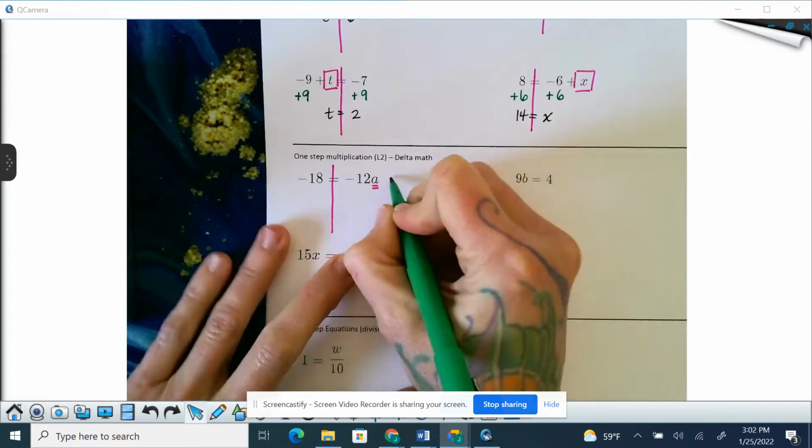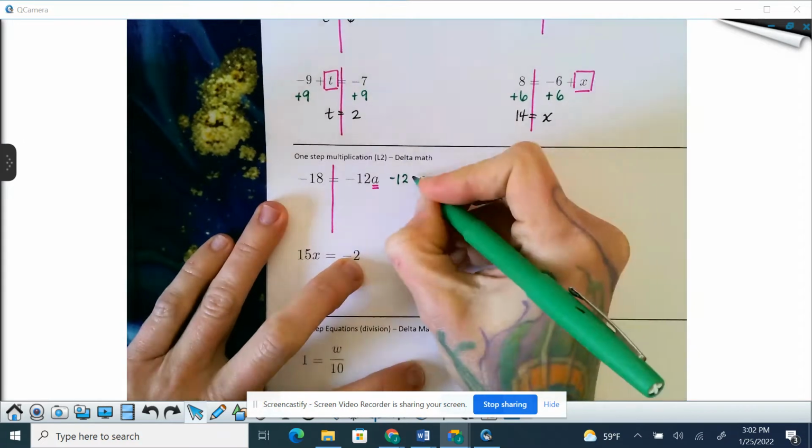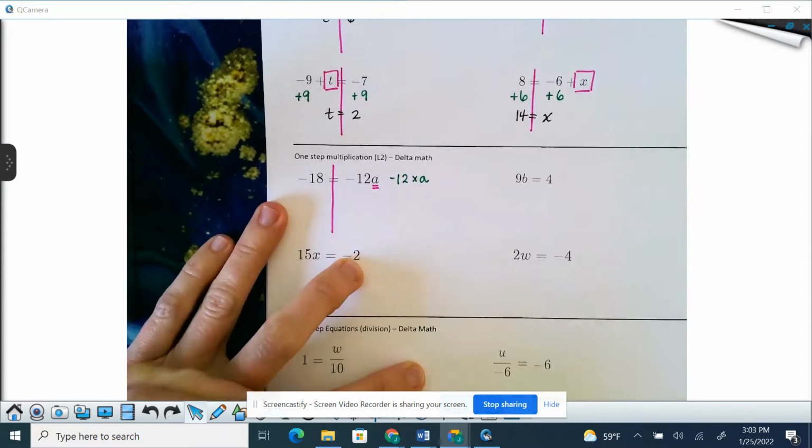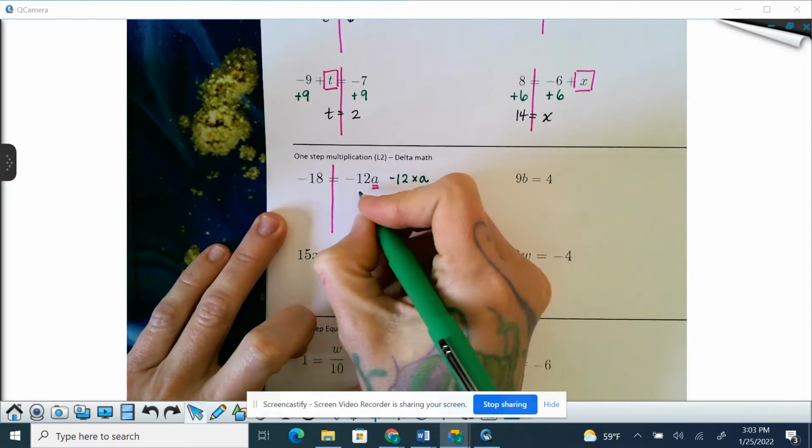So literally this is the same thing as that, or if you, back in the old days where you really used your x for multiplication. So negative 12 times a. So the opposite of multiplication is division. Sorry, I tripped up on my words.